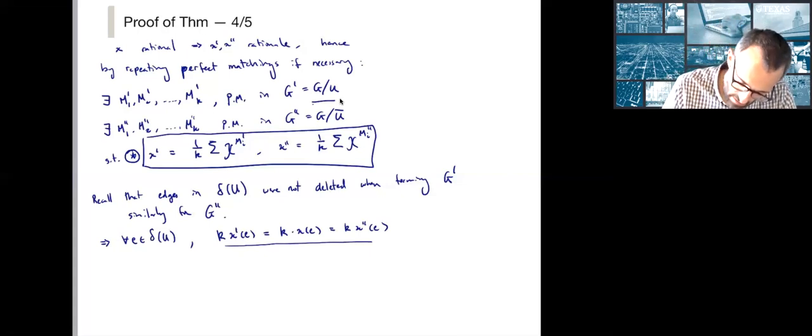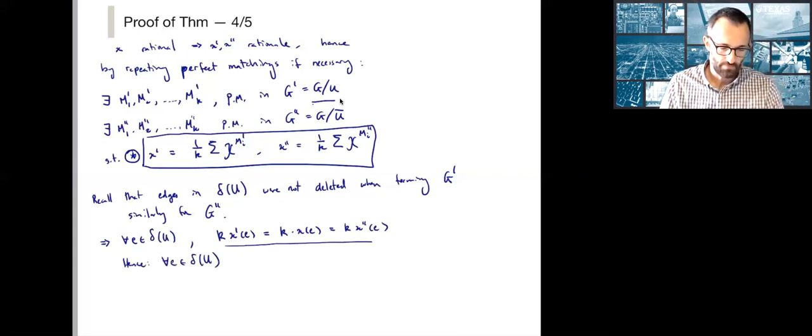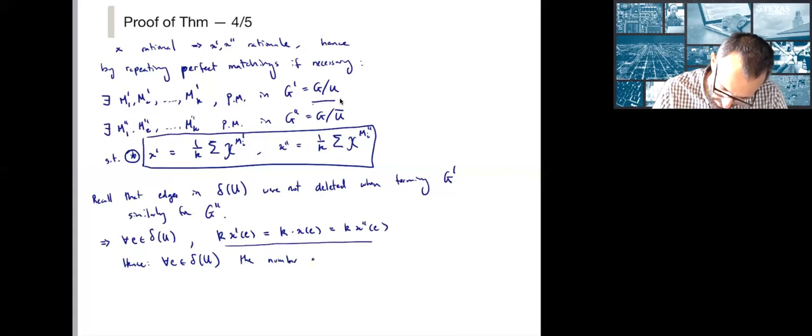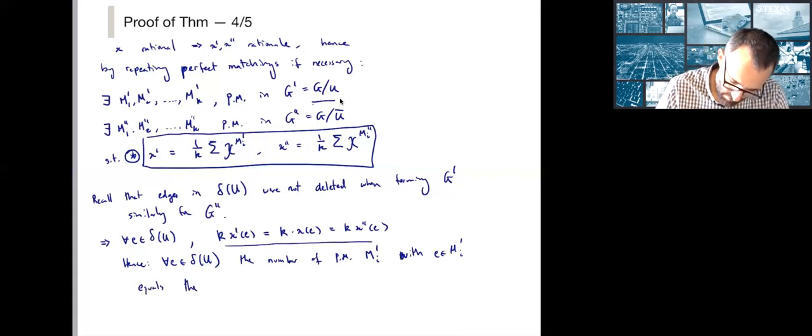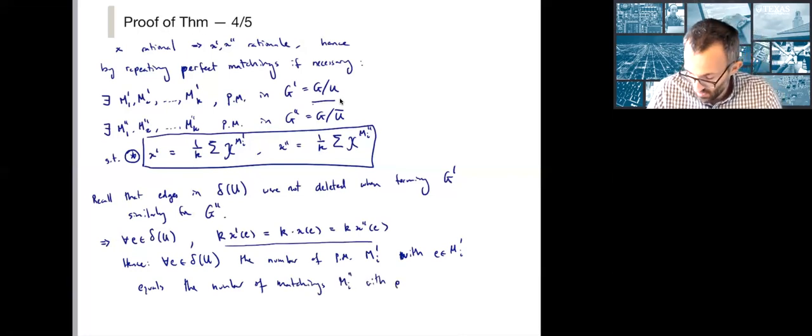So that means that for any such edge, I'll write it again, for any edge, the number of matchings in G dash that contain E is the same as the number of matchings in G double dash that contain E. So the number of perfect matchings Mi dash with E belonging to them equals the number of matchings Mi double dash that have that edge E.